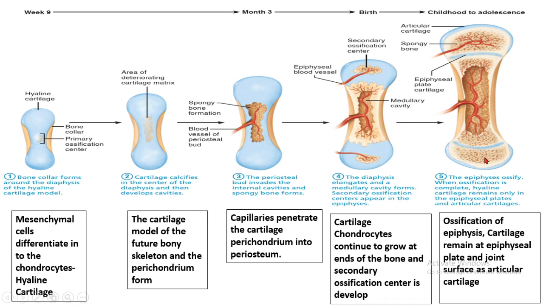If we look at the time period of osteogenesis, from embryonic life to birth, the development of bone occurs from the hyaline cartilage to the secondary ossification. After birth, the childhood growth of the bone at the epiphyseal plate continues until maturity to increase the length of the bones.